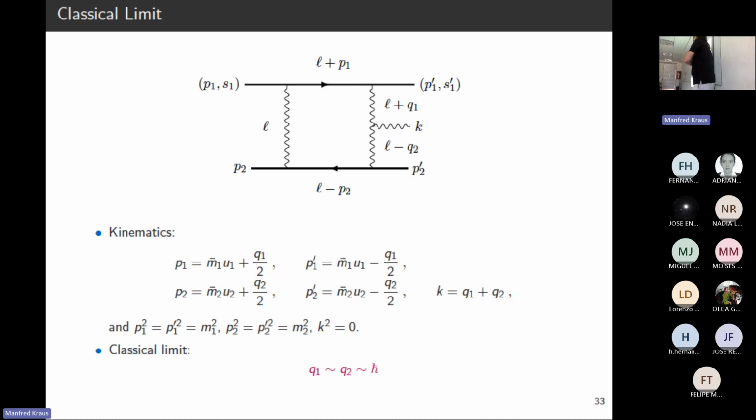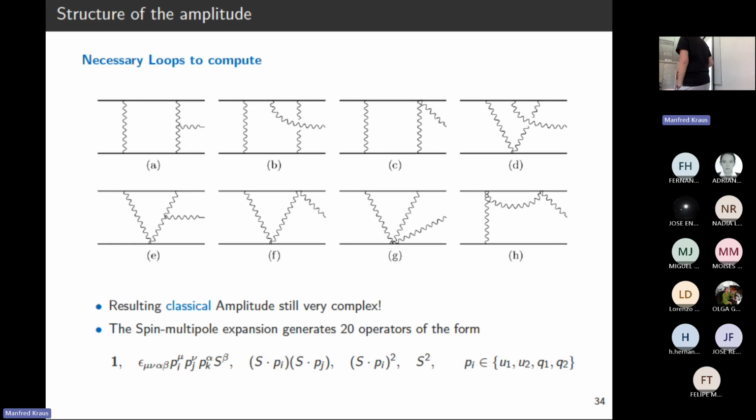It's very similar with the classical limit. Before we had one q, now we have q1 and q2, but both of them are scaling like h bar. So the classical limit is again just an h bar expansion, but the kinematics is generally a bit more complicated because you have 5 particles. But in the end, you have to compute these one-loop 5-point diagrams. And the necessary loops in general are these here. Classical physics is all hidden in here.